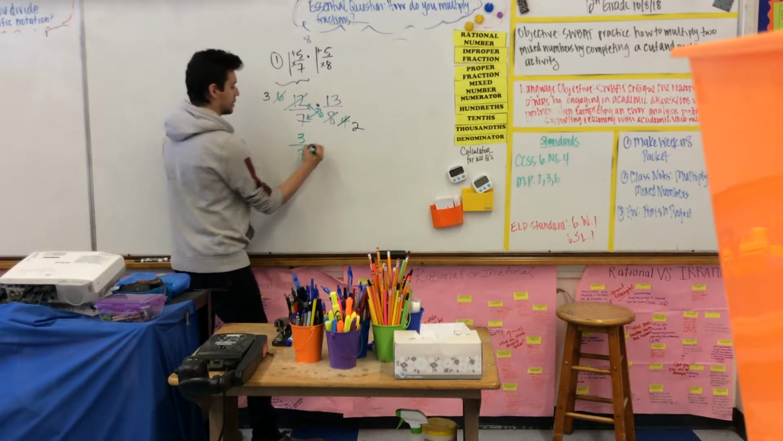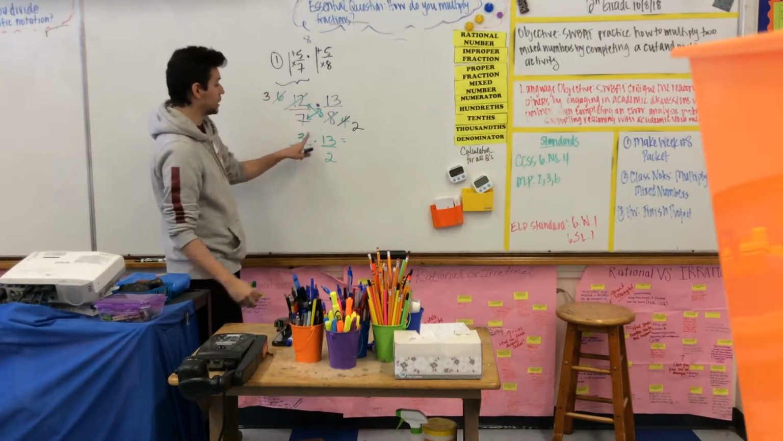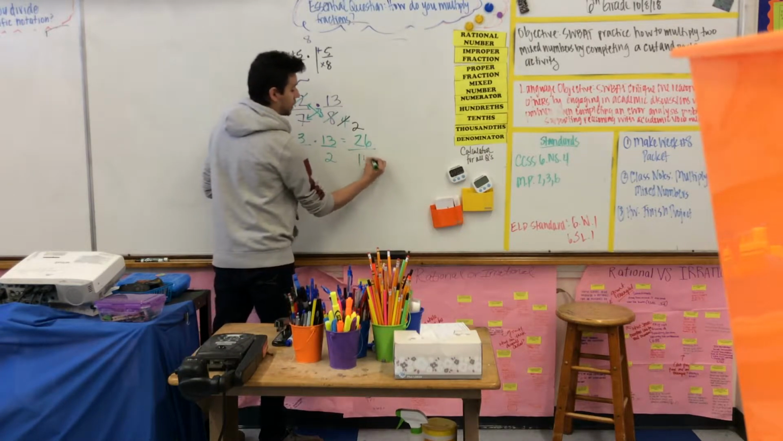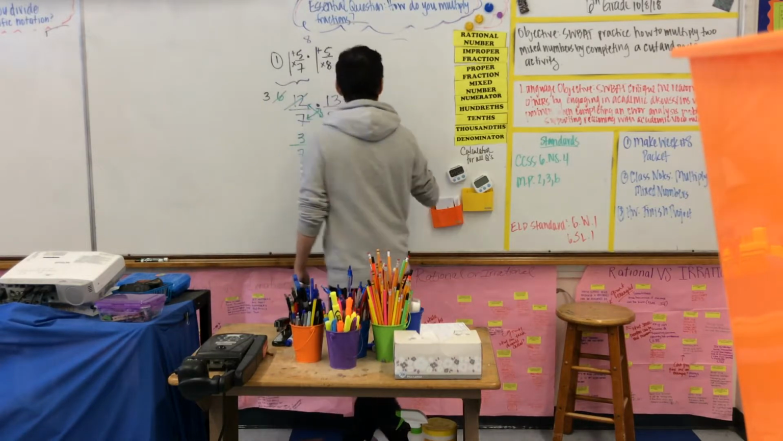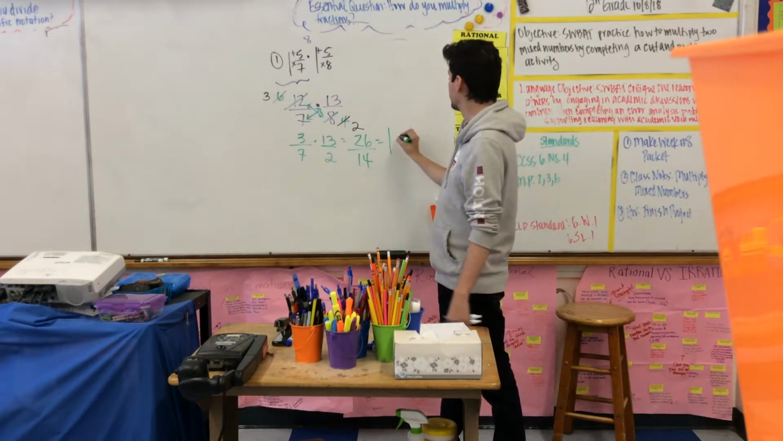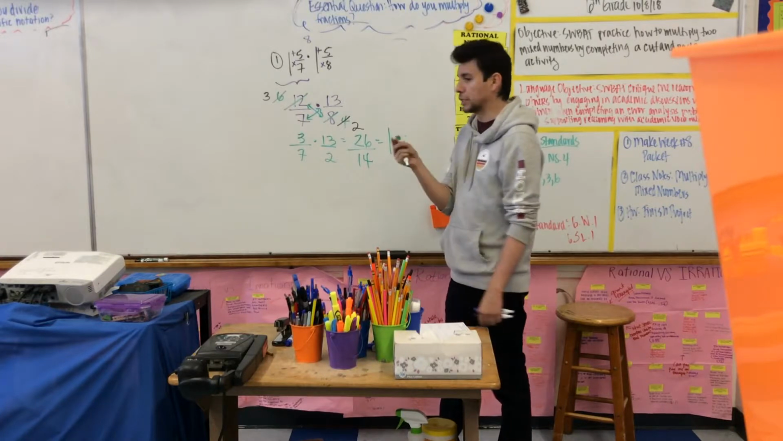This is 3 7ths times 13 over 2. These are easy numbers now. 3 times 13 is 26. 7 times 2 is 14. 14 goes into 26 one time because I know that 14 times 2 is 28. That's too much. So therefore, I know the denominator is 14.